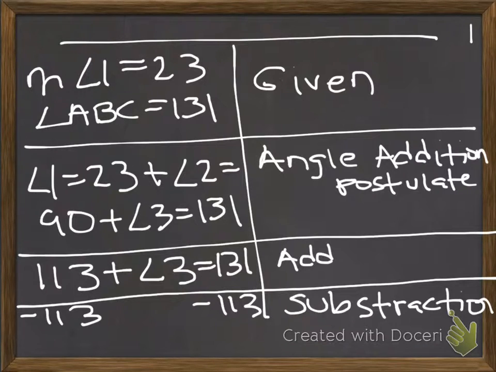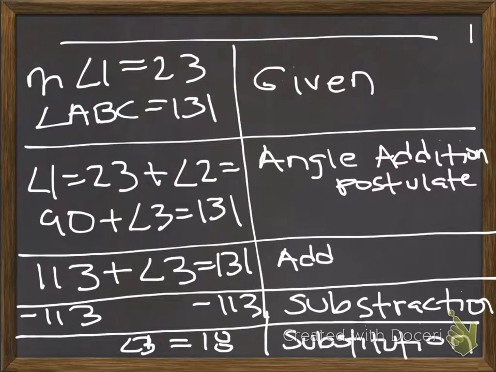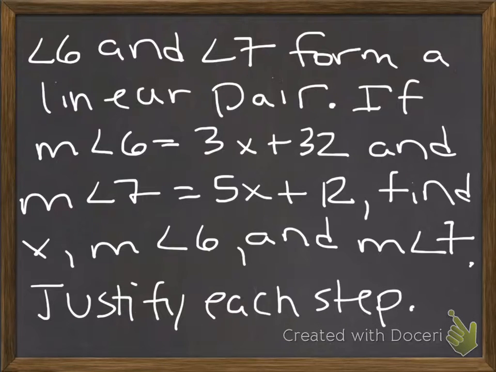And then we are going to be able to solve for angle 3 by doing 131 minus 113, which gives us 18. And I said a lot of times when you've already done all of the operations, write substitution or simplify as your last step. So that's what I'm going to do. So there's your first proof.